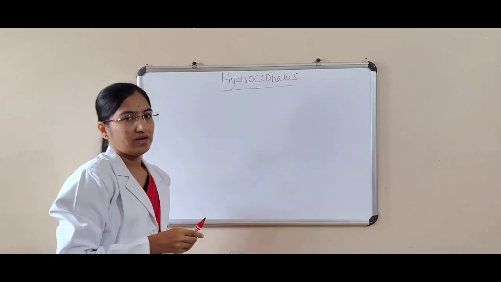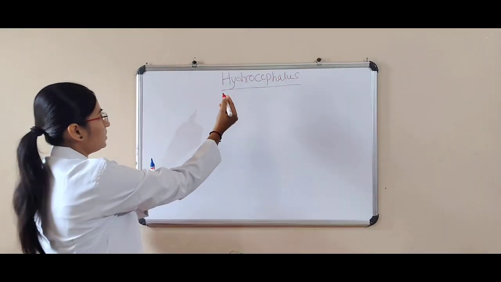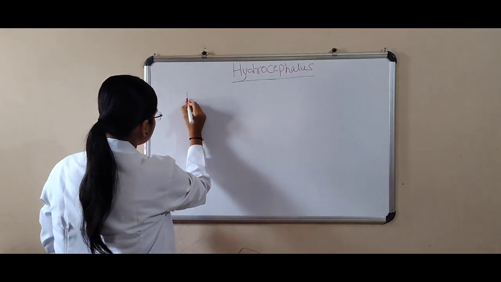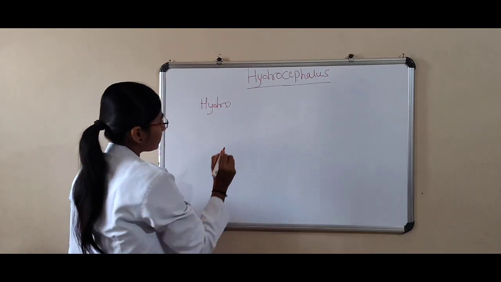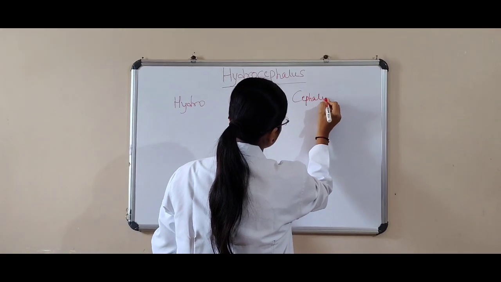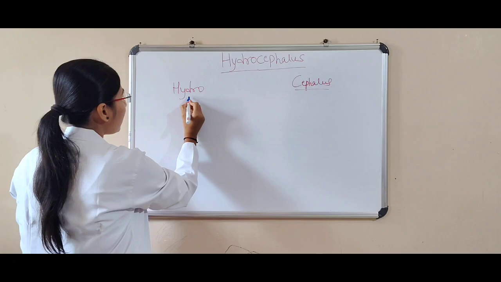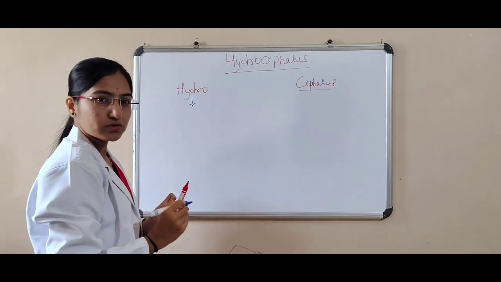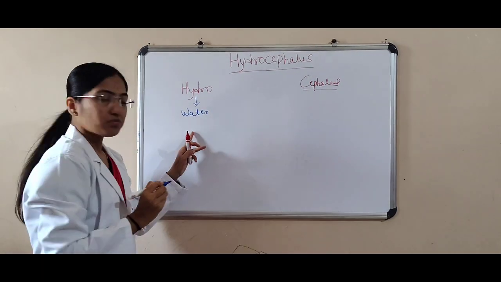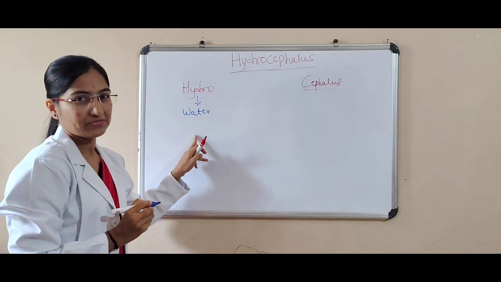We'll see hydrocephalus. It is one of the neurological defects. Here, hydro is a different word and cephalus is a different word. Hydro refers to water. Which kind of water here? Here, CSF.